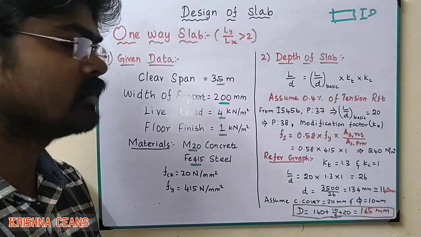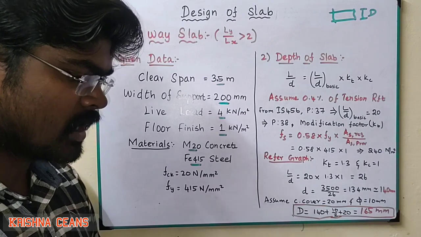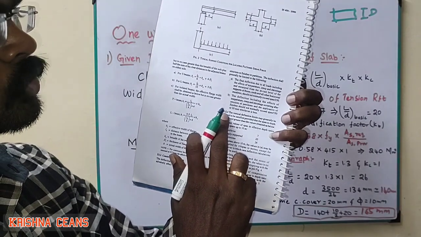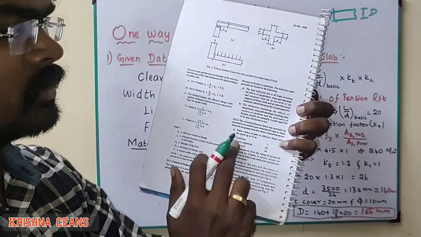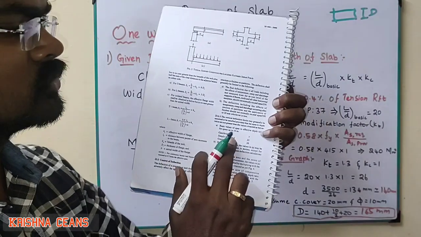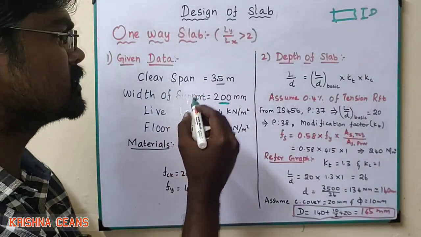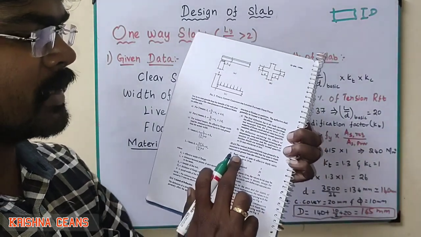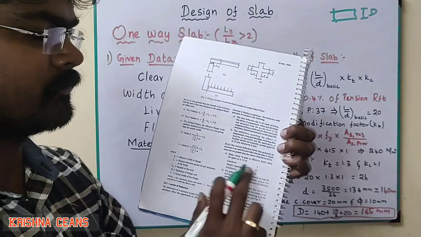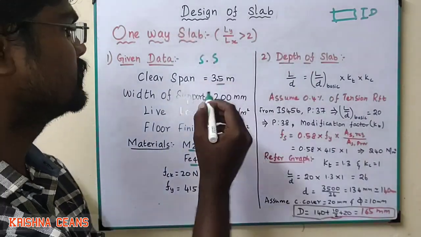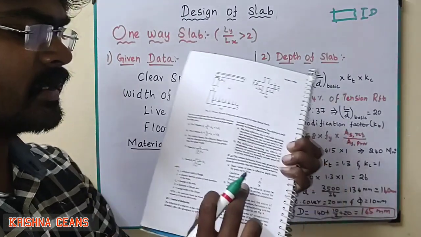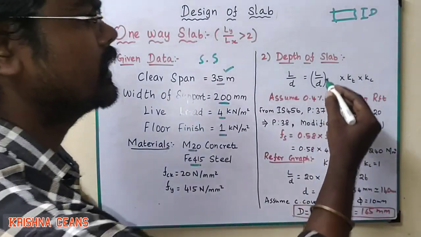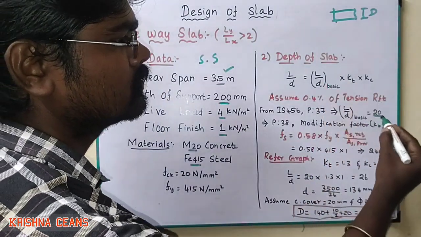Before finding the depth of the slab, we have to know IS 456 page number 37. In that, clause 23.2.1 gives the vertical deflection limit for all different types of support. In our question they provided simply supported. Here, basic values of span to effective depth are for spans up to 10 meter. Our span is 3.5 meter, so we can consider page number 37. Here, simply supported is 20. So L by D basic is 20.